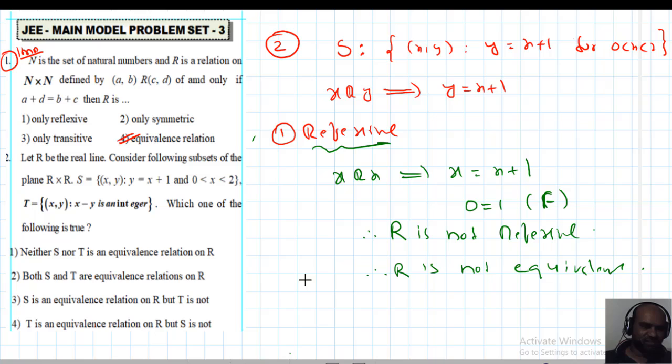So see the options. Option 2 is not correct. Automatically 3 is also not correct. So we have two options left: option 1 and option 4. One says that neither S nor T is an equivalence relation. The fourth says that T is an equivalence relation and S is not. S is not an equivalence relation. Okay.